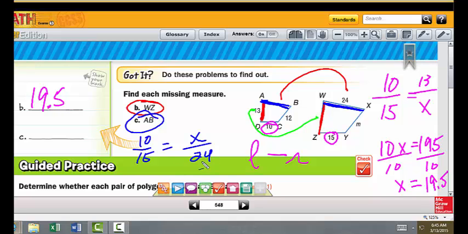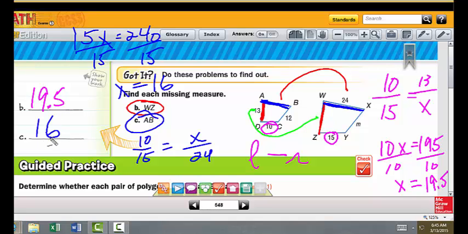We can cross multiply, and we have 15x equals 10 times 24, which is 240. Divide both sides by 15, and we end up with x equals 16 in this case. So the answer to letter C will be 16.